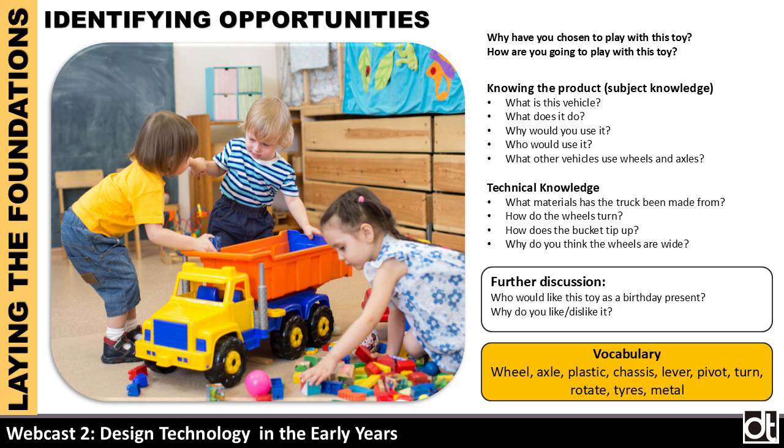So again, in this activity, we are laying the foundations for future learning in Key Stage 1, where children might be expected to include a mechanical system such as a wheel and axle into a product they are making, such as a teddy buggy, or to design and make a celebration card that includes a simple lever and pivot moving part.